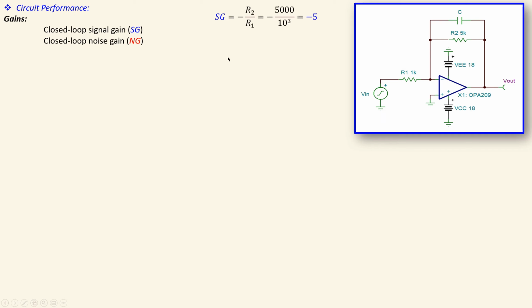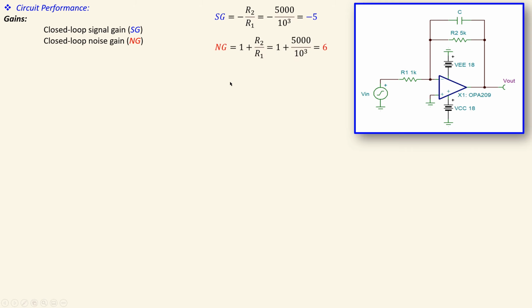output. So for the signal gain, just looking at DC condition, which is 0 Hertz, the capacitor will be open, and you have a very familiar formula for the inverting amplifier, which is minus R2 over R1. Now if you calculate that using the 5000 and 1000 ohms, you will have minus 5 for the signal gain. And this is the gain that will amplify your signal in DC. For example, if you have 1 millivolt DC here, that will be minus 5 millivolts DC at the output.